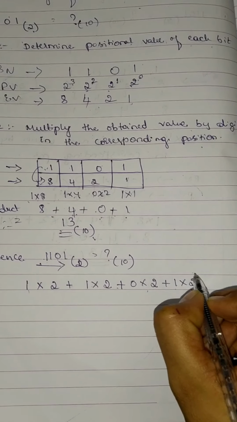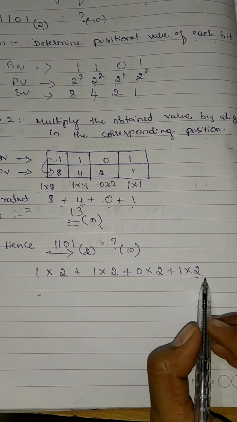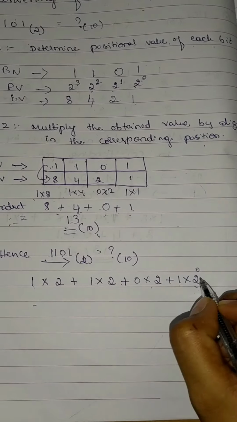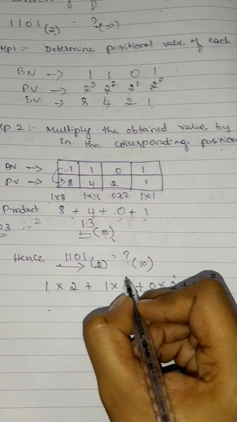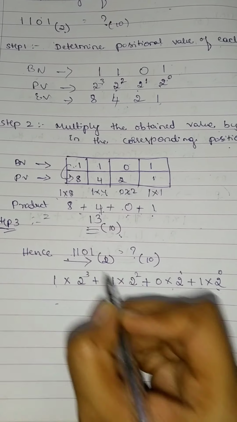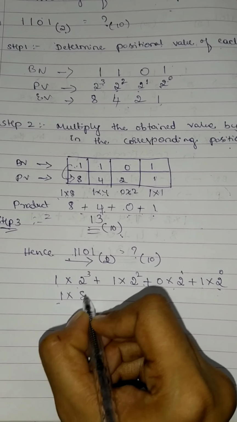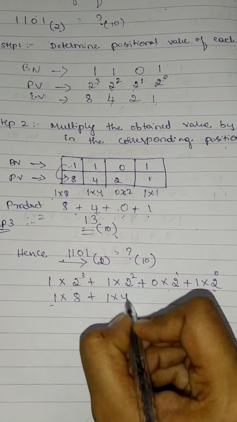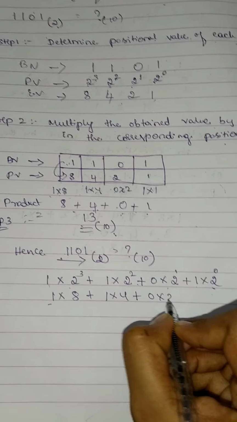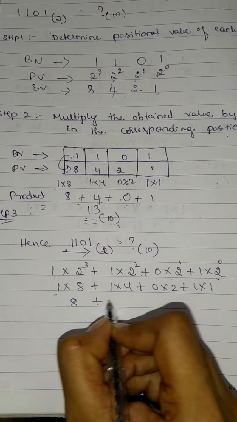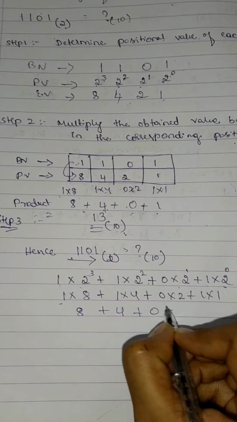So it starts with right to left. We need to give the weights from right to left. It starts with 2 power 0, 2 power 1, then 2 power 2, then 2 power 3. So then 1 into 2 into 2 into 2, that is 8, plus 1 into 4, plus 0 into 2, then 1 into 1. Okay, 8 plus 4 plus 0 plus 1.